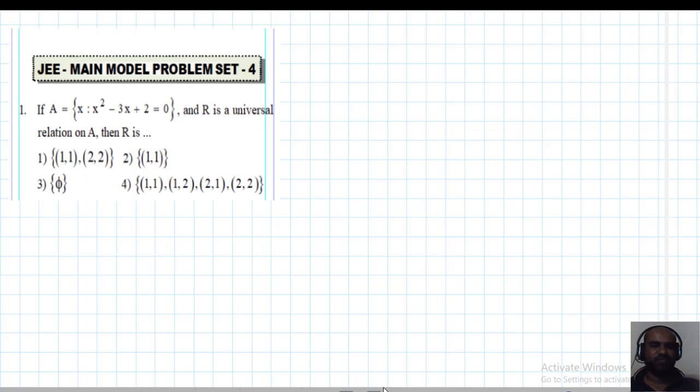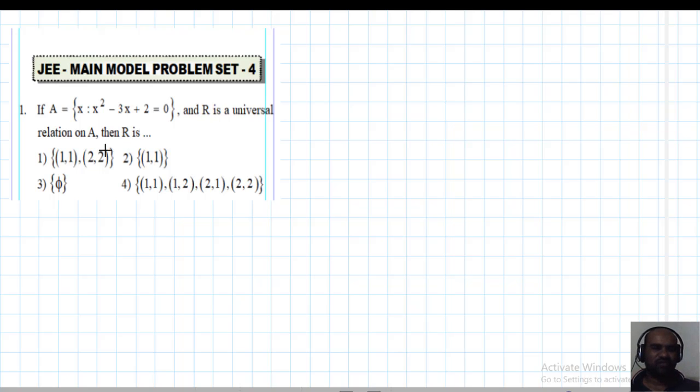Students, next JEE model problem set 4. First problem: A is given as x square minus 3x plus 2 equal to 0. We just want to solve for x, then we'll get set A. After that you can find A cross A, that is nothing but R. R is the universal set, no? Actually the universal relation is A cross A only.